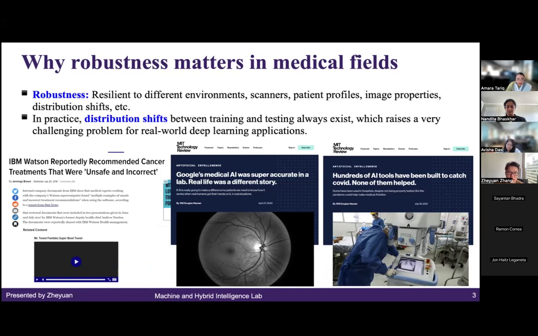For example, I think some of you might have heard some stories. The most famous one is about Google's medical AI, which is super accurate in the lab environment for fundus image analysis. But when people tried to apply this to the real-world distribution, we found that the story is totally different, and the accuracy drops very significantly. This reminds us of the gap between the distribution in the lab and the real-world distribution.